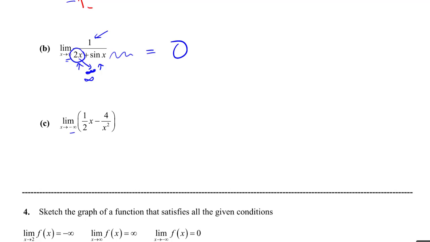Now we go limit as x goes to negative infinity of 1/2 x. Well, that's going to go to negative infinity. And then the 4 over x squared, well if the x is going to negative infinity, the x squared is going to go to infinity. And then this constant over infinity, this whole thing is going to go to 0. So I get negative infinity minus stuff going to 0, negative infinity.